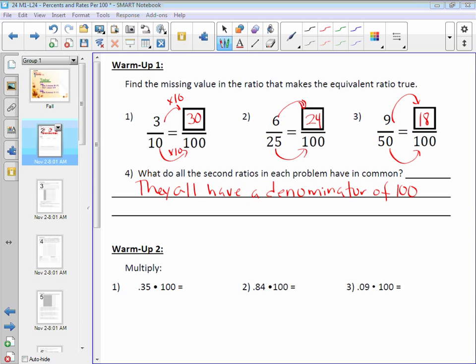All right, quick review on multiplying decimals. And then you'll see what the shortcut is, I hope. That's the idea behind number 2.